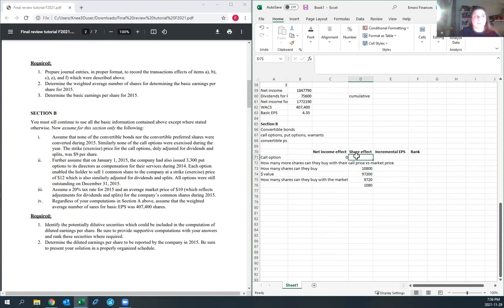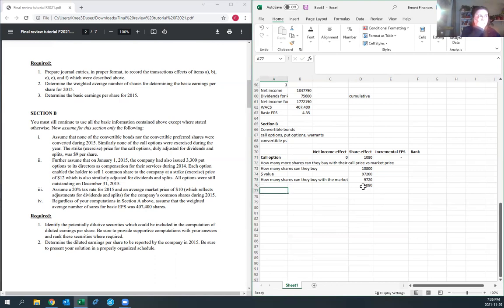So it's an increase of 1,080 shares. That's going to be your share effect: if the call options are exercised, then you're going to have 1,080 more shares in your weighted average common shares calculation than if they just bought them regularly on the market. Your incremental EPS is 0, which is normal.